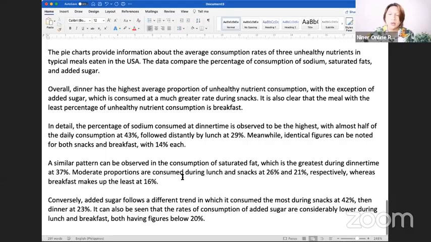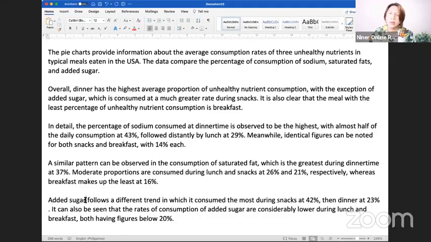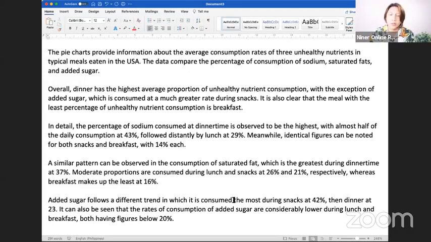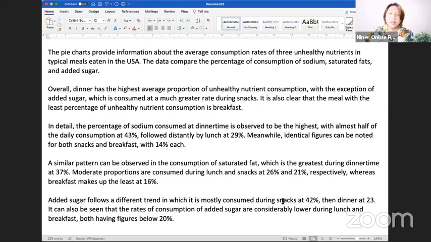Added sugar follows a different trend, in which it is mostly consumed during snacks at 42%, then dinner at 23%. I forgot the percentage sign.